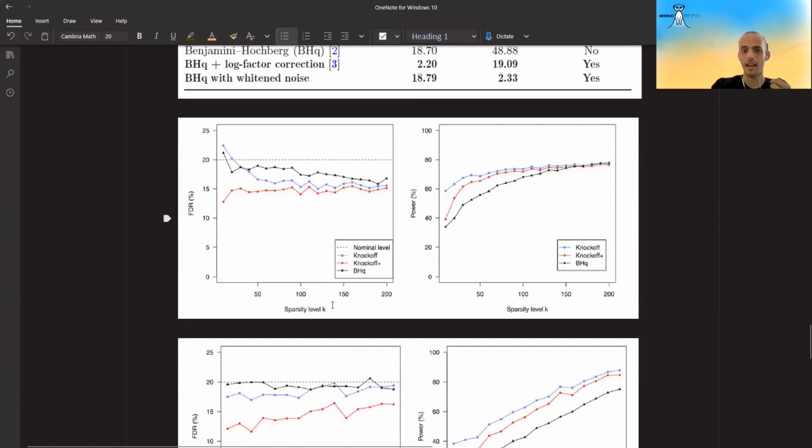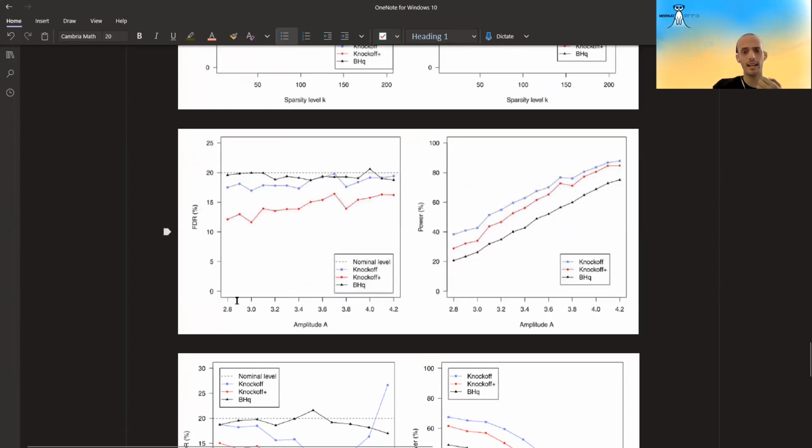For example, if you make more signals, so let's say you have, I don't know, 3,000 X's or 300 X's, but at first you only give 50 that really have a signal, and you change the levels. You can see that the FDR is controlled better for the knockoff plus, and at least from this point onward for the knockoffs, better than the Benjamini-Hochberg. But the power of the knockoff and the knockoff plus is always bigger than the Benjamini-Hochberg.